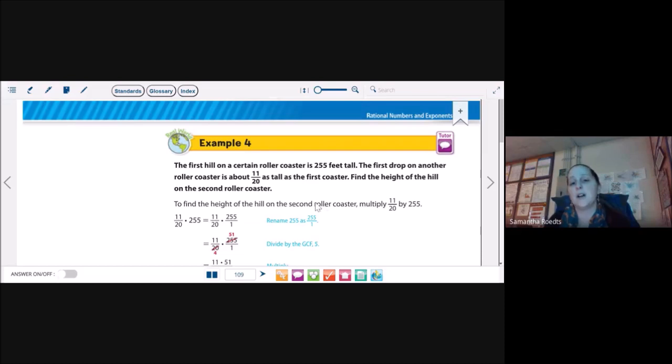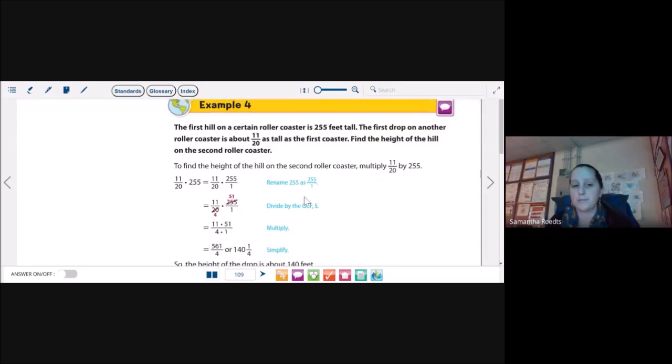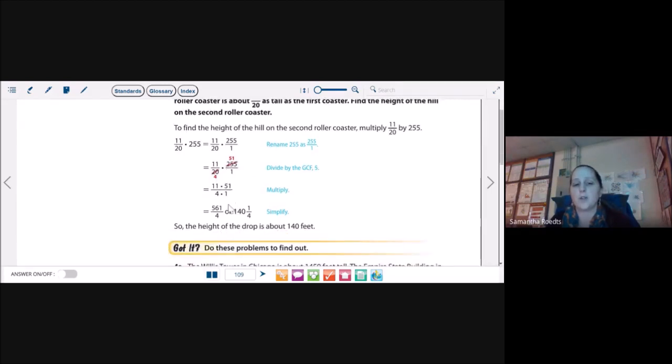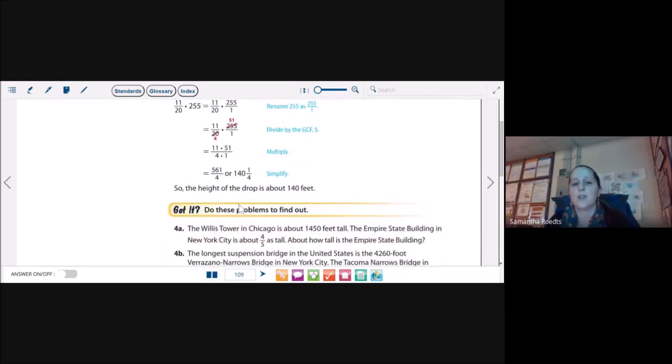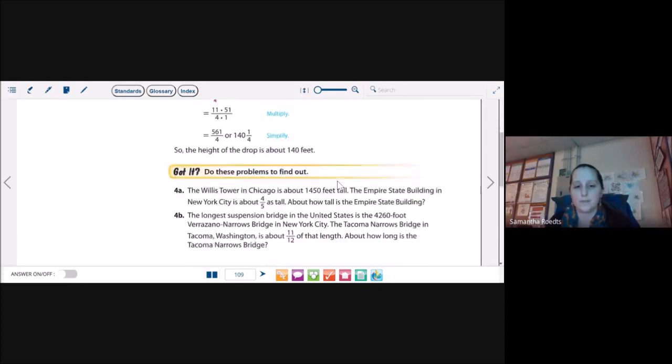Example 4. The first hill on a certain roller coaster is 255 feet tall. The first drop on another roller coaster is about 11/20ths as tall as the first coaster. Find the height of the hill on the second roller coaster. To find the height, I multiply 11/20ths times 255. Okay, so I can simplify 11 over 20 times 255 over 1. 20 and 255 simplify to 4 and 51. 11 times 51 over 4 times 1 is 561 over 4, or 140 and a fourth. So the height of the drop is about 140 feet.